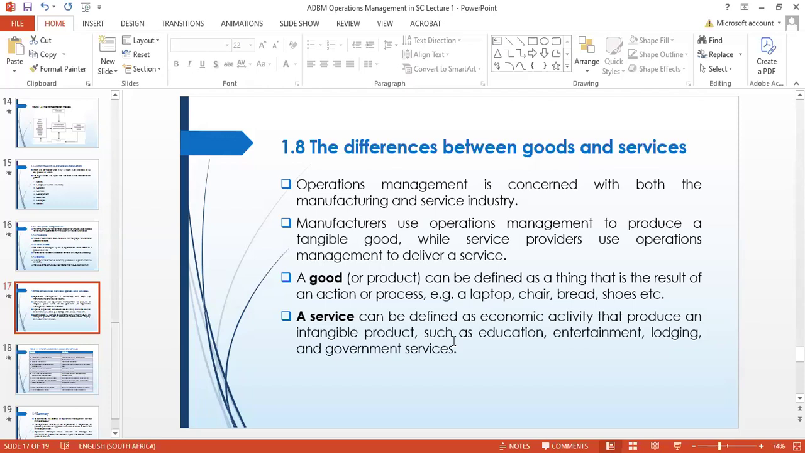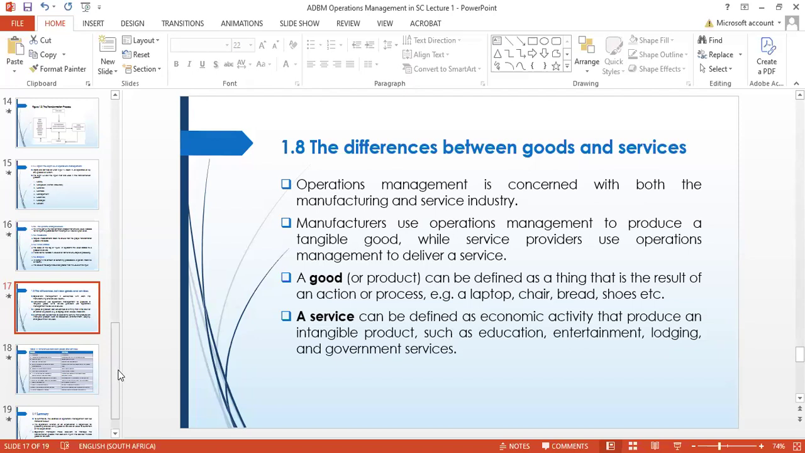And then a service is an economic activity that produces an intangible product. So a good is something that is tangible, a service is intangible, like education. We are learning right now. I'm providing a service, but you can't see the service, but it's there. Entertainment. You go for entertainment during the weekend. You go to watch a soccer match. You go to watch a movie. That's entertainment. Entertainment is not tangible. It's a service. Lodging and other government services. Right. So that's a good and this is a service.